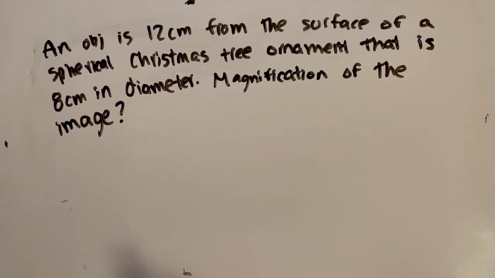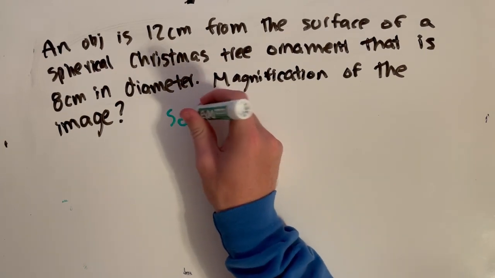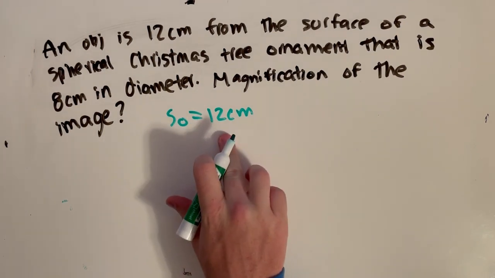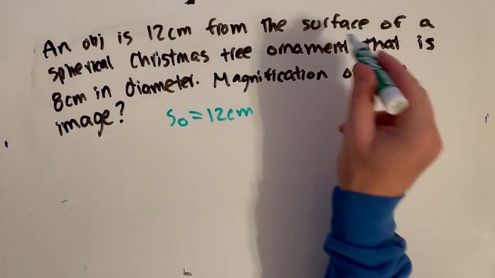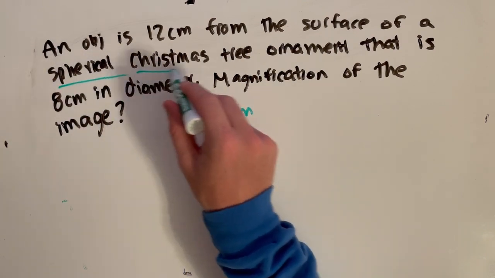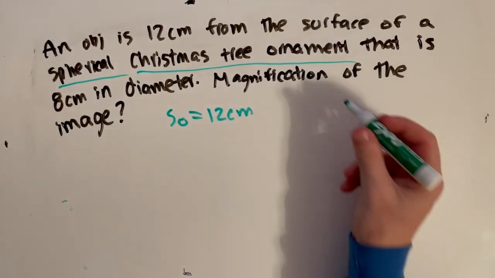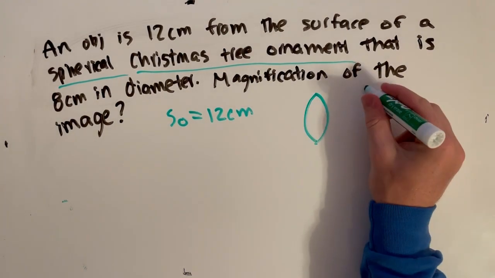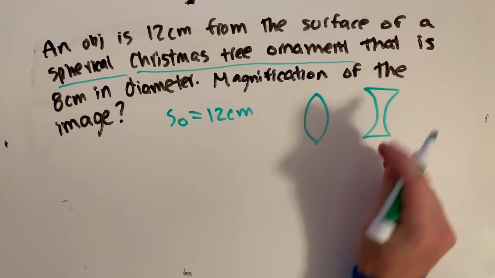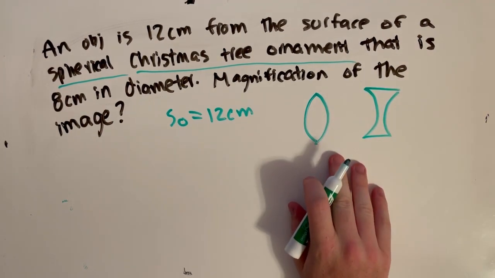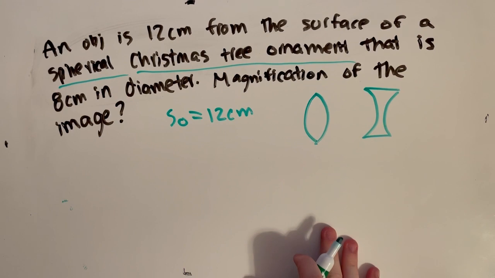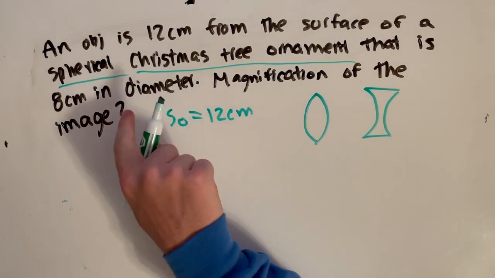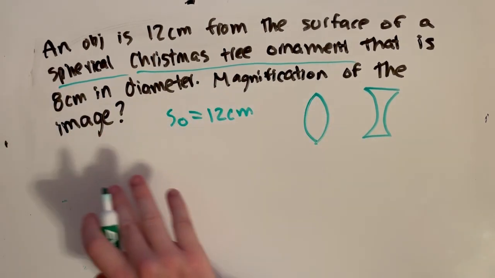So first takeaway is the object is 12 centimeters away from the surface of the spherical Christmas tree ornament. So we know the object distance can be 12 centimeters. The other thing I would like to know is the surface of a spherical Christmas tree ornament. So this is the description of what a converging lens looks like. I'm not going to be using a diverging lens because this is not your typical shape for an ornament. So if you have any questions on what the lens is going to be like, you can clarify that with whoever made the question.